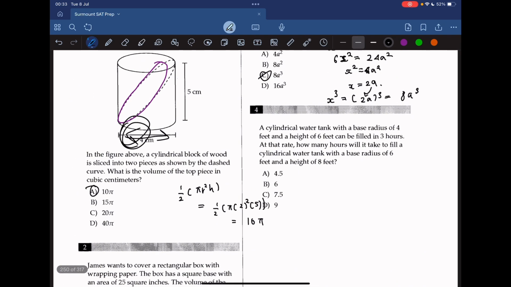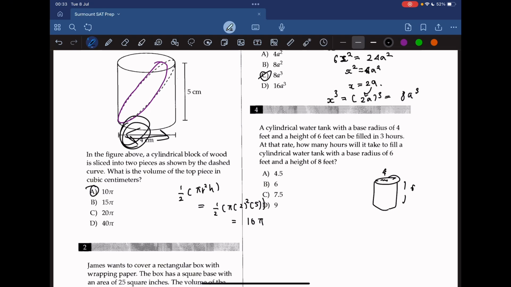Okay, a cylindrical water tank with a base radius of 4 feet and a height of 6 feet can be filled in 3 hours. So the radius is 4 and the height is 6, and this can be filled in 3 hours. At that rate, how many hours will it take to fill a cylindrical water tank with a base radius of 6 and a height of 8?